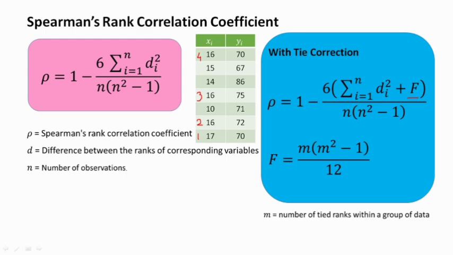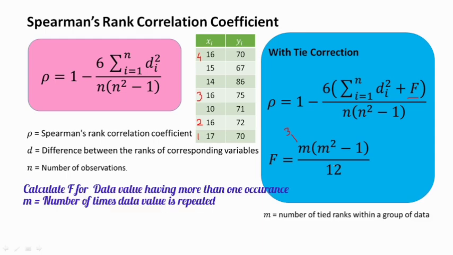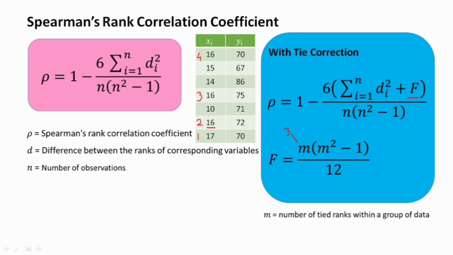In this case, the 16 is repeated 3 times, so the value of m is 3 in this particular example. One more point that you should remember: how many data values are repeated, and how many times each data value is repeated. These two important things you have to remember. Here only one data value is repeated in the x variable, that is 16, and 16 is repeated 3 times.